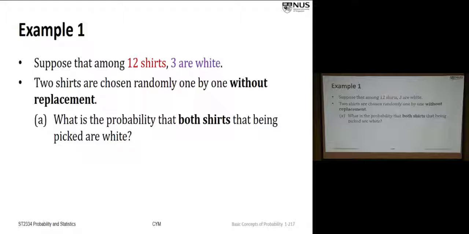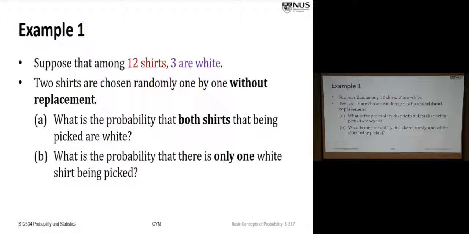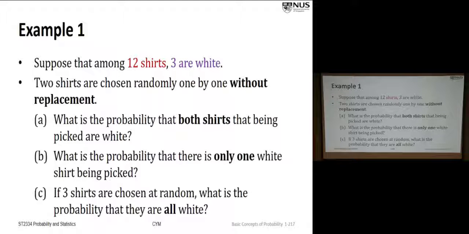So what are the events that we need to consider? Let's look at the second question. What is the probability that only one white shirt is picked? We also have part C: if 3 shirts are chosen at random, what is the probability that all are white?